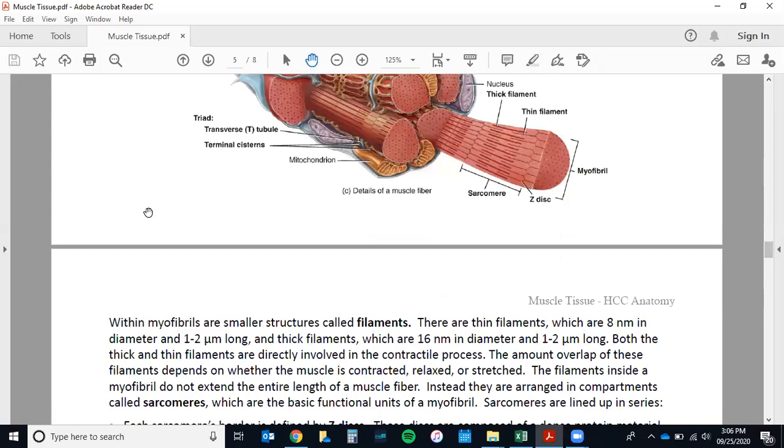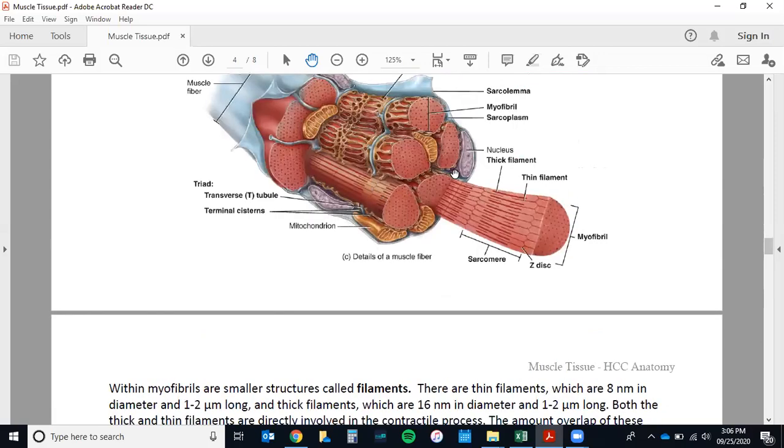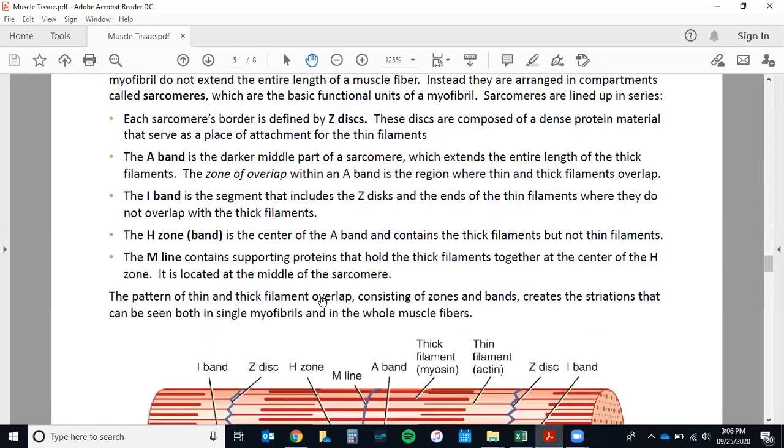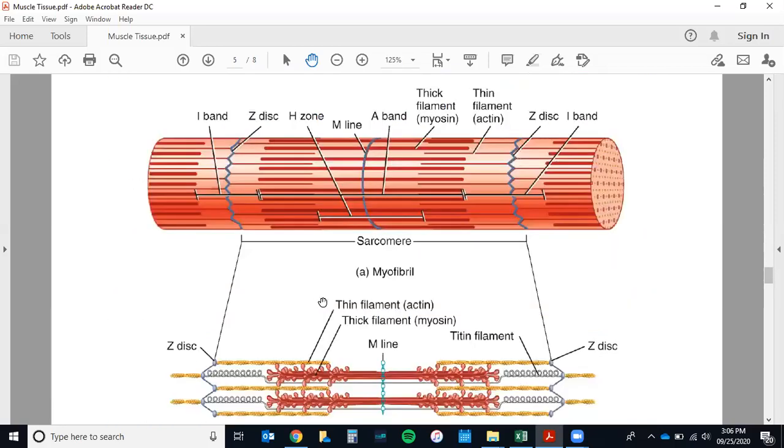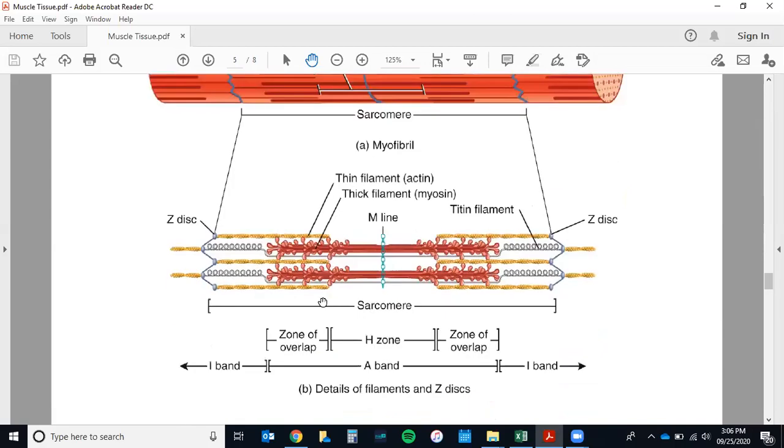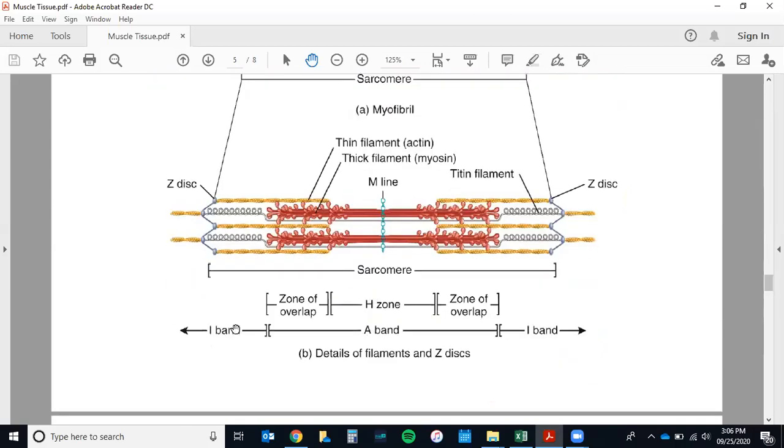The picture on the previous page kind of shows it, but not the best. We're really just showing one sarcomere in these images. Okay. But this is where the light, dark comes from. Light has an I in it, dark has an A in it. So that's kind of an easy way to remember it.